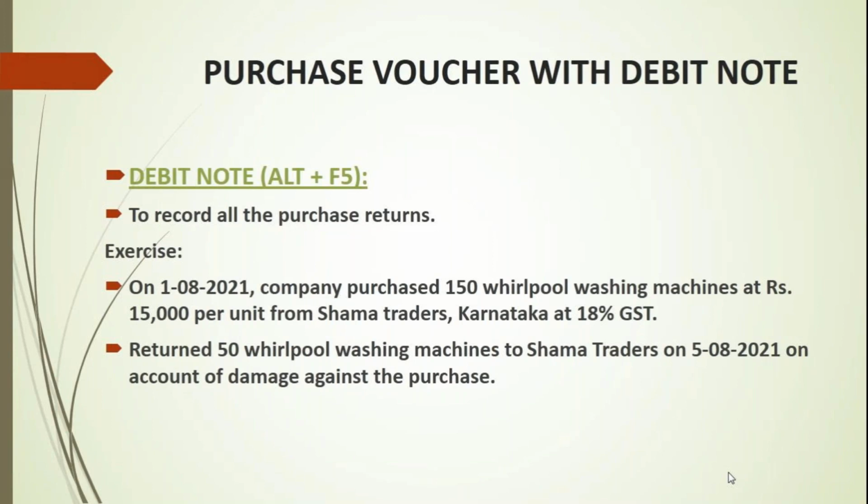So first of all, we have to record the purchase voucher to mark the purchase of Whirlpool washing machines from Shama Traders. Now here, if we discuss whether it is an intrastate or interstate supply, what kind of supply would this be? When the company is purchasing the washing machines from Shama Traders, is it an intrastate or an interstate supply? Yes, it is intra-state supply, right? Within the state, the purchases are being made. So we have to record the same in Tally as well.